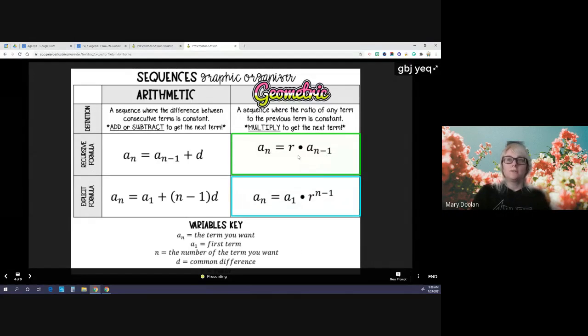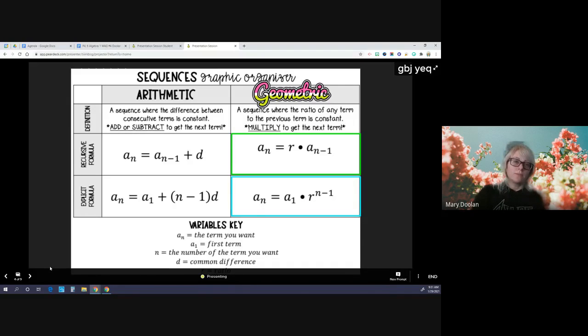Recursive formula, so a sub n is equal to r times a sub n minus 1. Now, you do have to define what a sub 1 is. It's the first term in the sequence, so you have to give that. And then here, this is the explicit formula, which we were using on Tuesday. A sub n is equal to a sub 1 times r to the n minus 1.